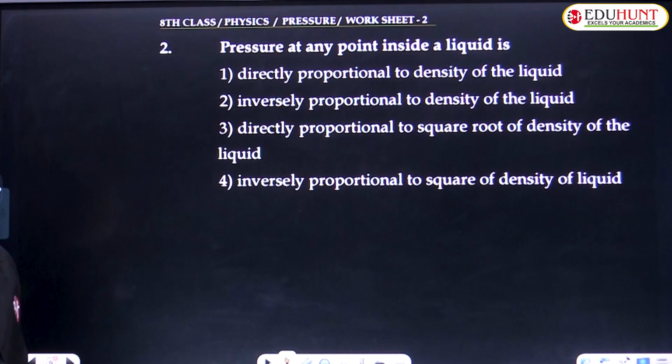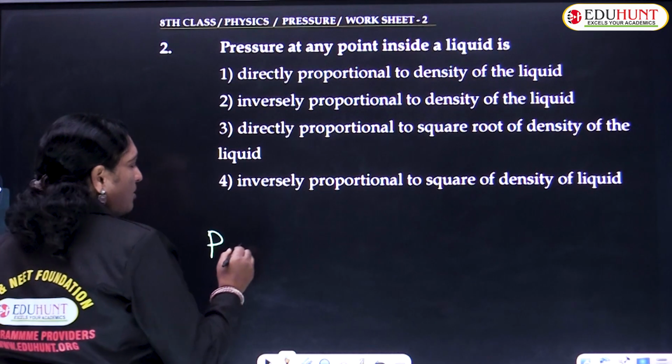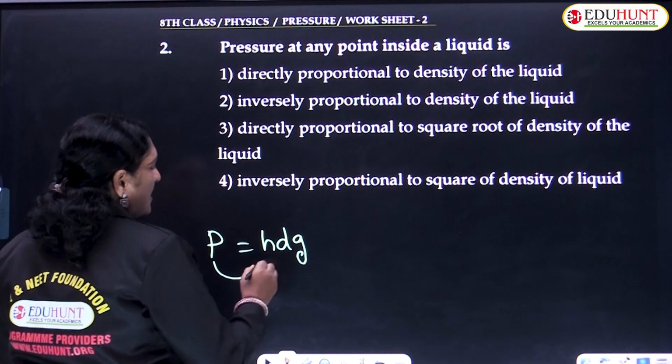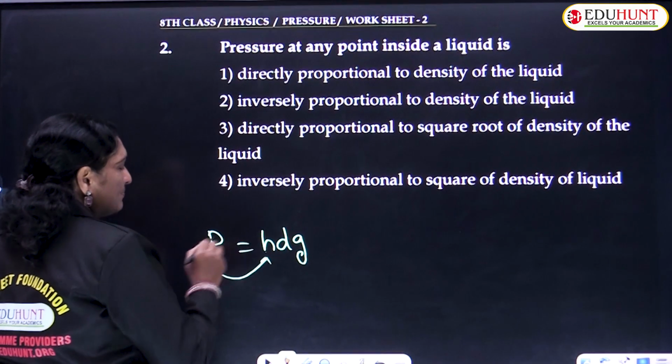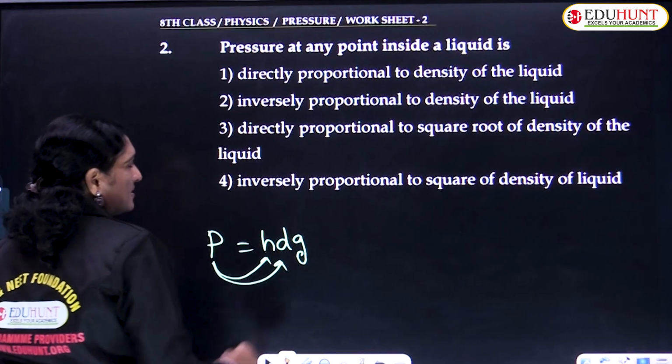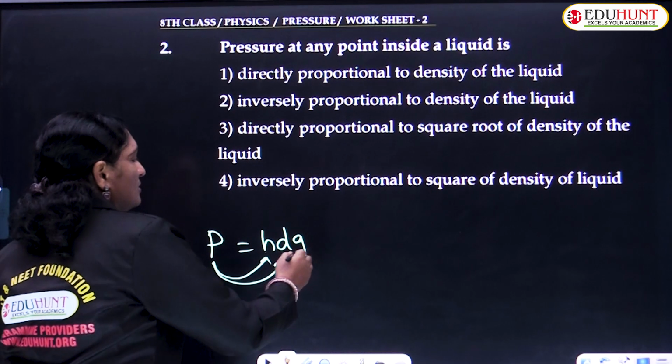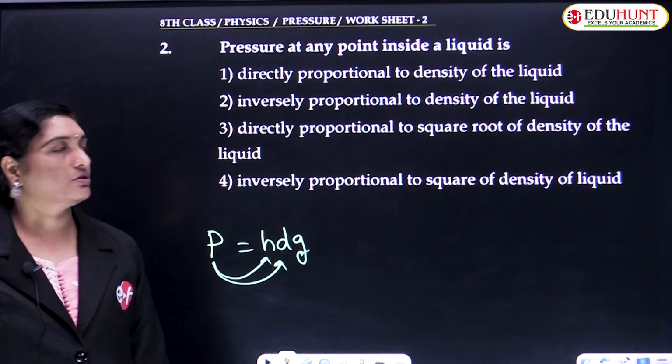So let us have a look at the second question. Pressure at any point inside a liquid is. As we have just discussed, the formula for pressure is HdG. So pressure is directly proportional to the depth of the fluid. Pressure is directly proportional to the density of the fluid, and pressure also depends upon the acceleration due to gravity.